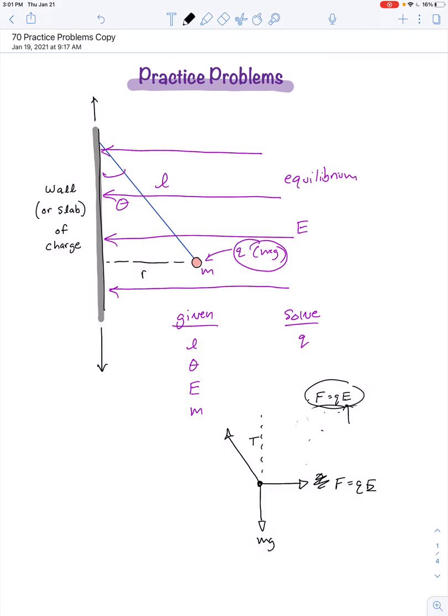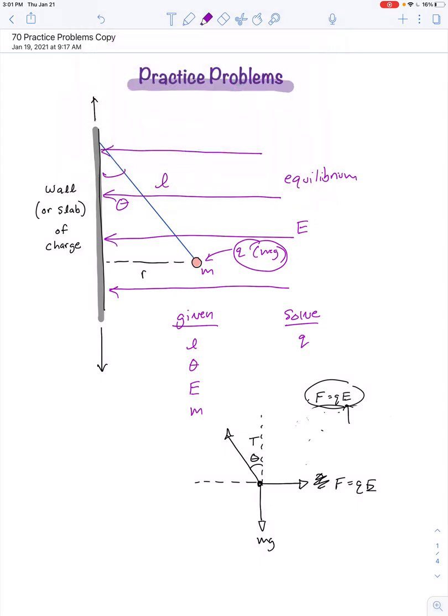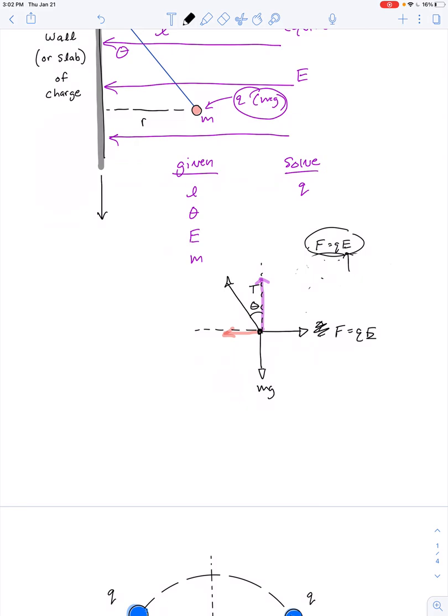So the same angle theta that describes the angle of the string can be shown here in our free body diagram. And that means we can break the tension vector into components. There's a vertical component to the tension. There's a horizontal component to the tension. And if this really does represent equilibrium, that means that T cosine theta, the vertical component, has to cancel with the downward force of gravity, and T sine theta, the horizontal component, has to cancel the electrostatic force QE.